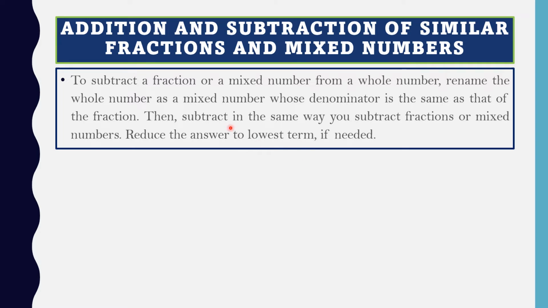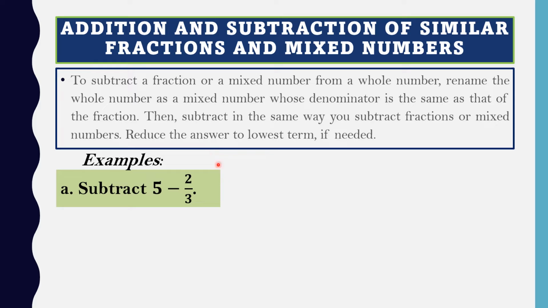So if we have a whole number, we simply write it as a fraction, but its denominator will be the same as the denominator of the fraction that we are adding or subtracting. Here is an example. We have here a whole number 5. We are going to subtract 2/3. What are we going to do? We can express 5 as 15 over 3, because 15 divided by 3 is equal to 5.